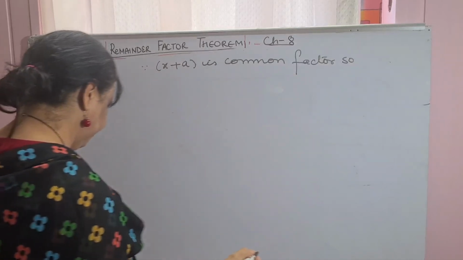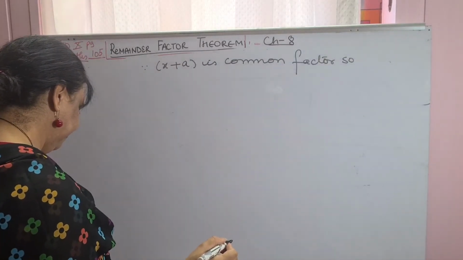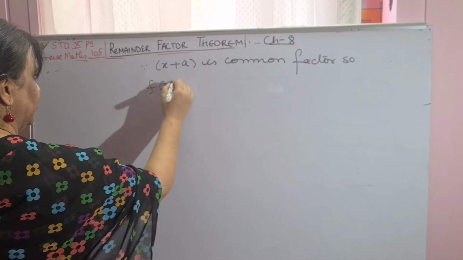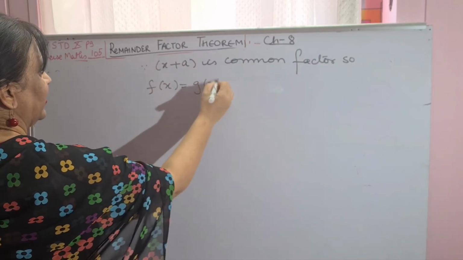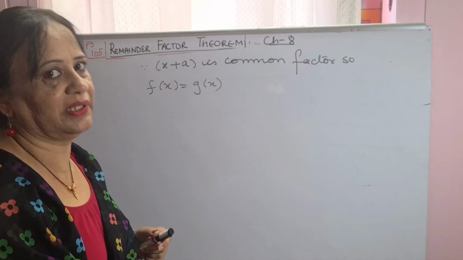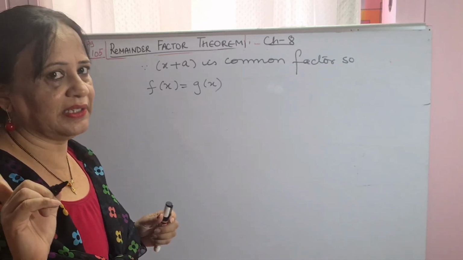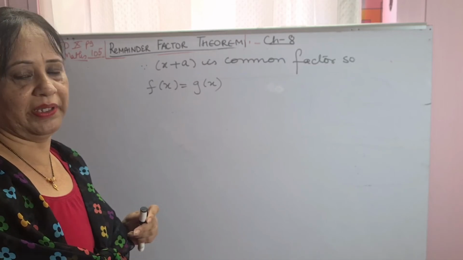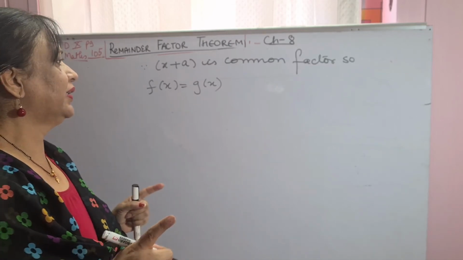so f(x) is equal to g(x). Common factor or common remainder means one and the same thing. We have done this in the first exercise also. Over there they have said that they leave same remainder. In this they have said that it is the common factor.